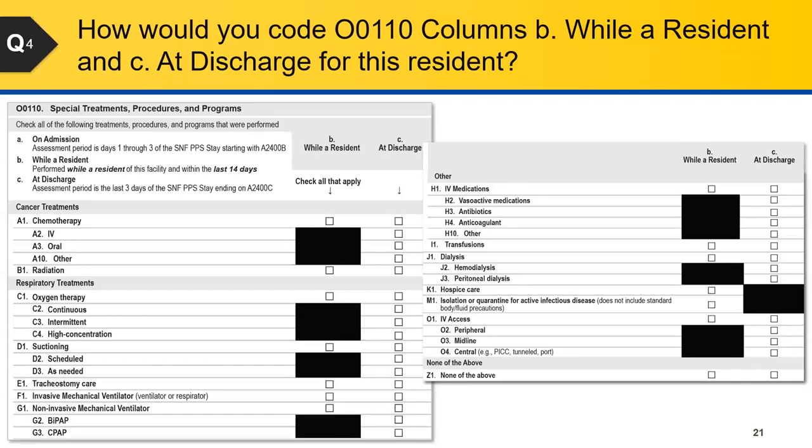So given this additional information, how would you code columns B, while a resident, and C, at discharge, for this resident? I see quite a few of you writing into the chat. Thank you.